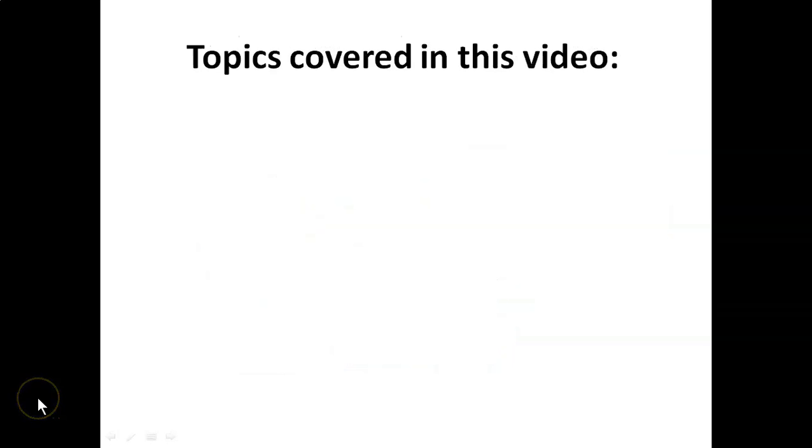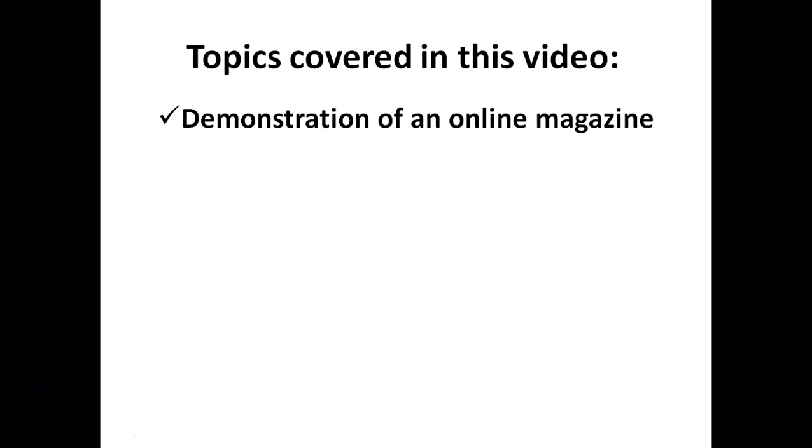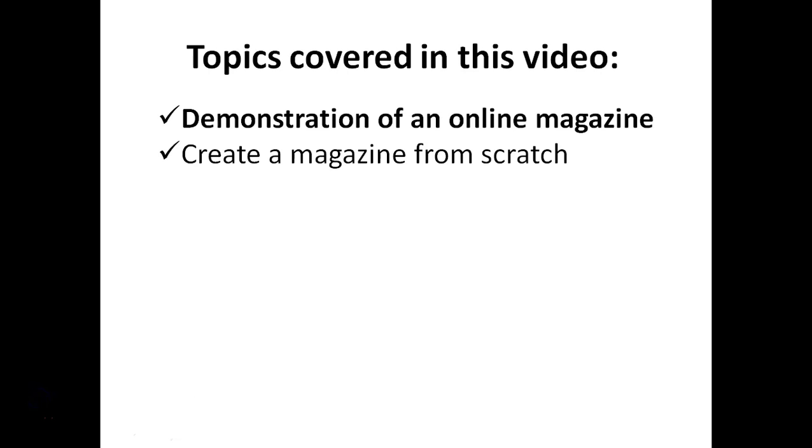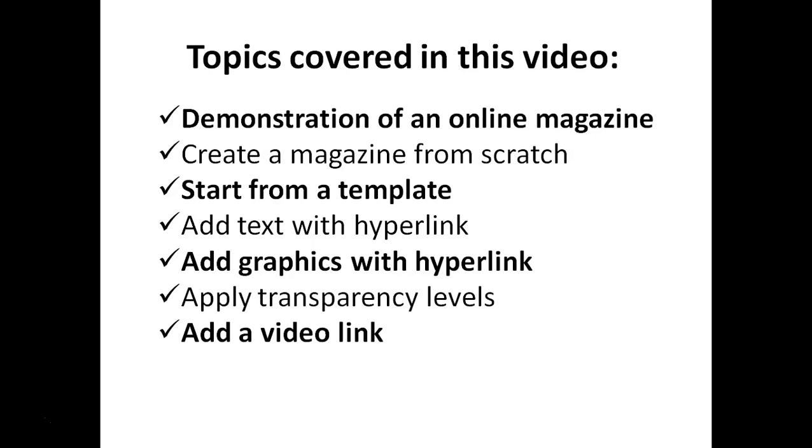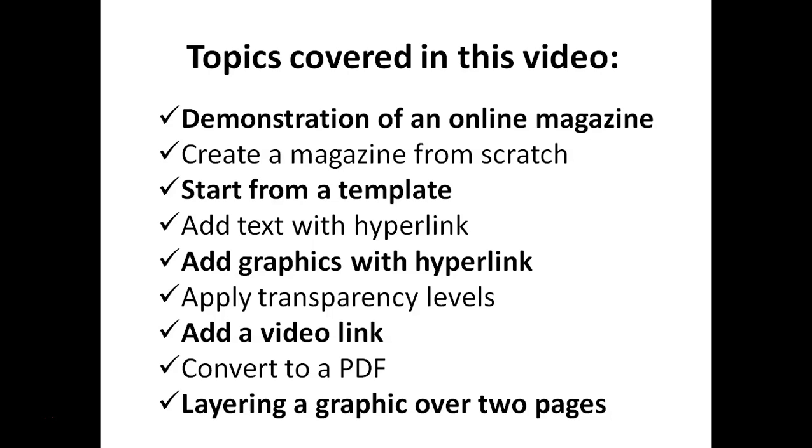The topics that will be covered in this short video are: a quick demonstration of what an online magazine will look like. We'll show you how to create a magazine from scratch. We'll start one from a template. We'll add text with hyperlink. We'll add graphics with hyperlink. With those graphics, we'll add a transparency level. We'll add a video link as well. Once we finish, we'll convert it into a PDF for downloading, and we'll lay out a graphic over 2 pages.